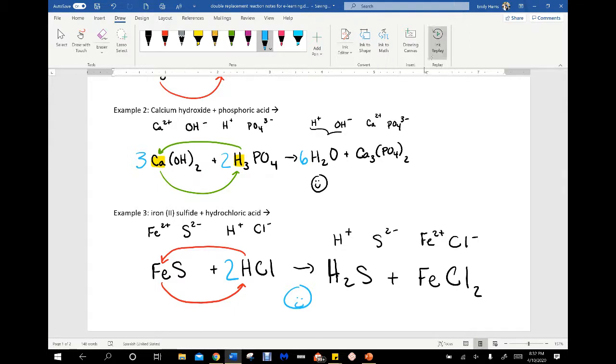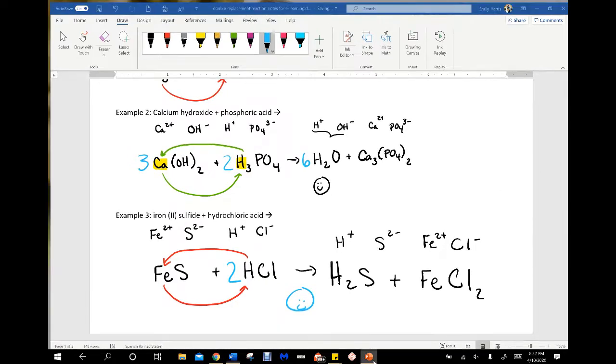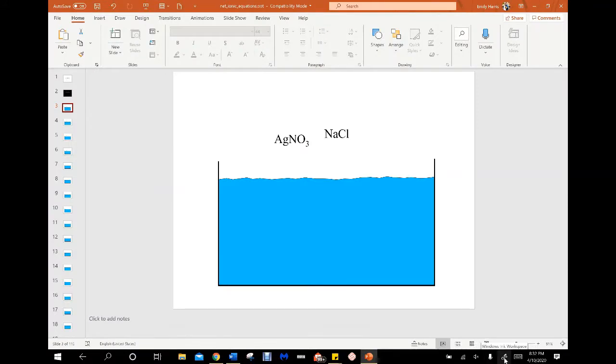Now, that's just the basics of how to write the products. You might be wondering, well, how do these ions actually swap? What does that look like? And so I'm going to take you to a little slideshow right quick to see if I can give you a little insight as to how that works.